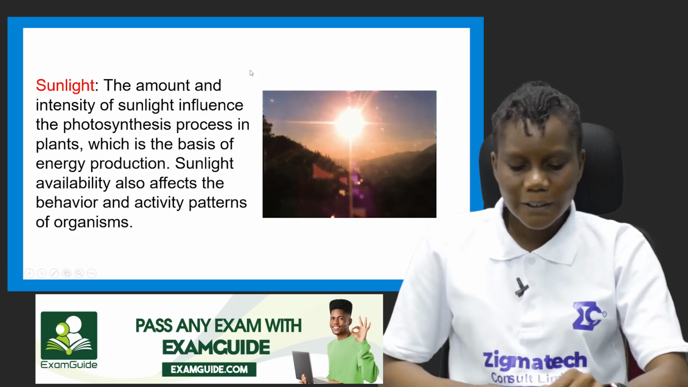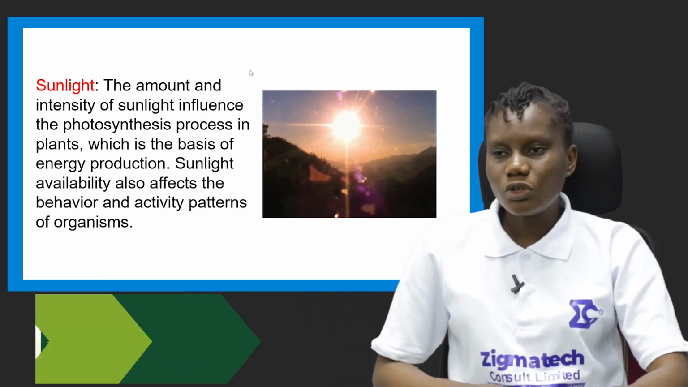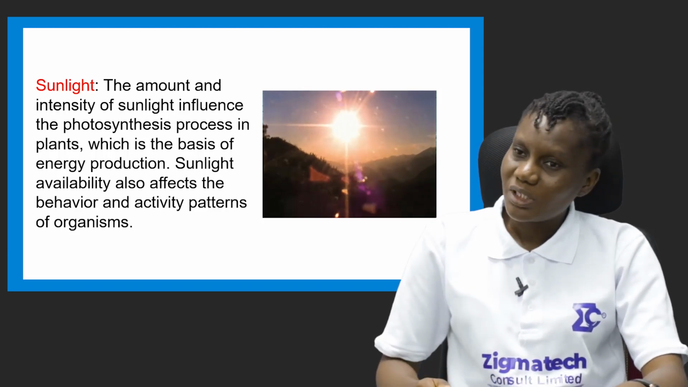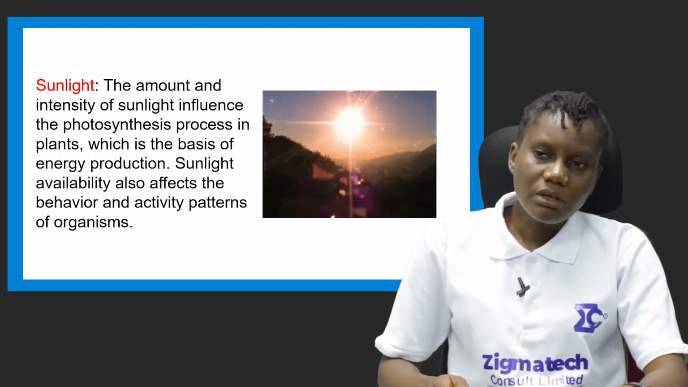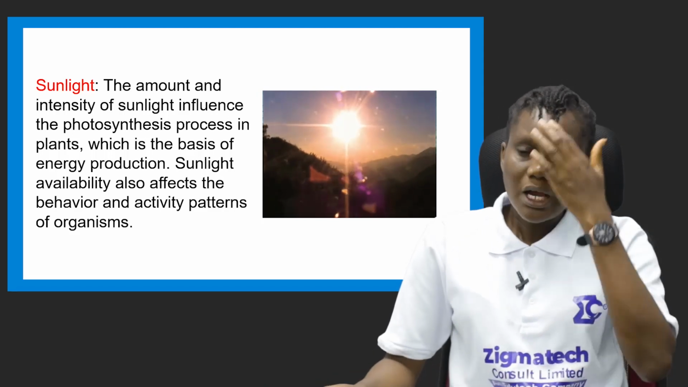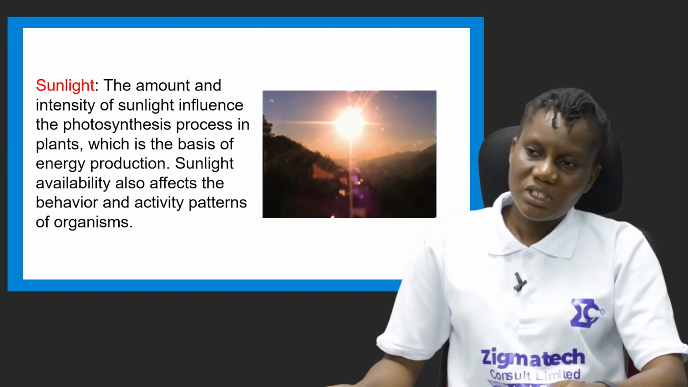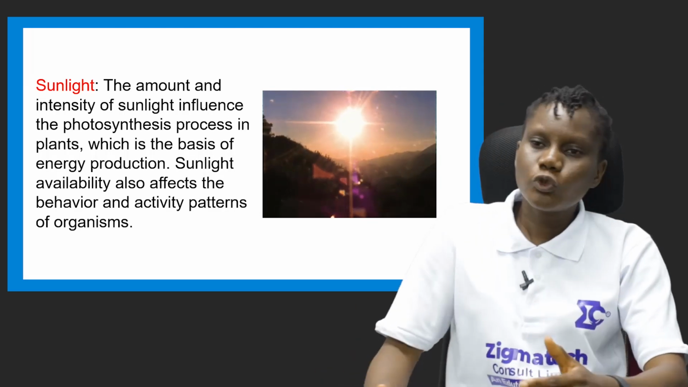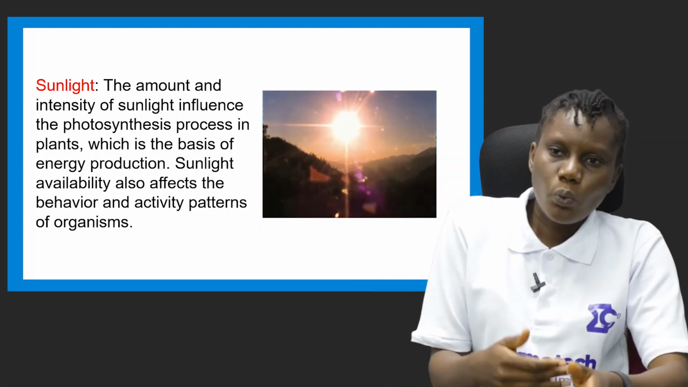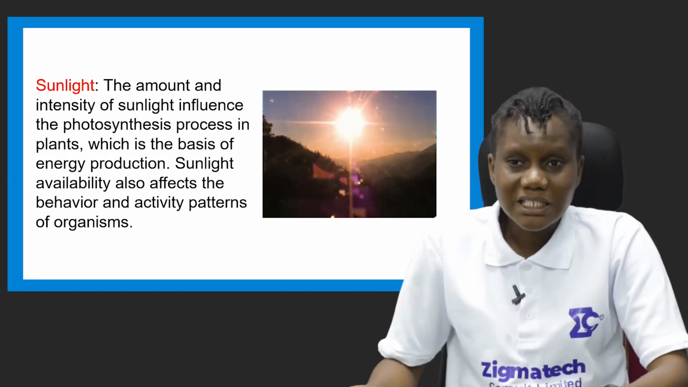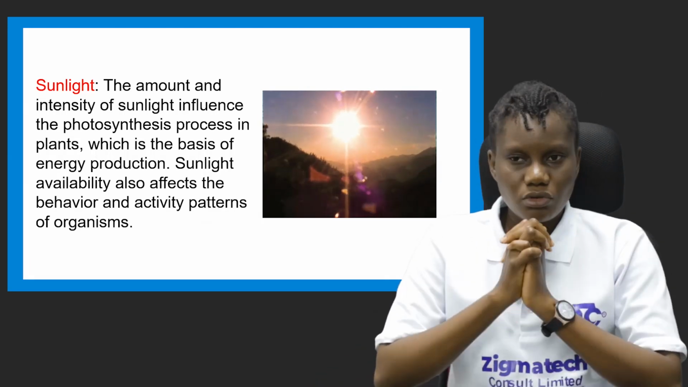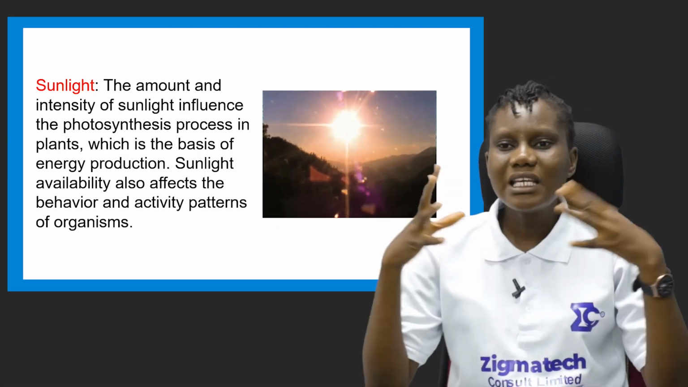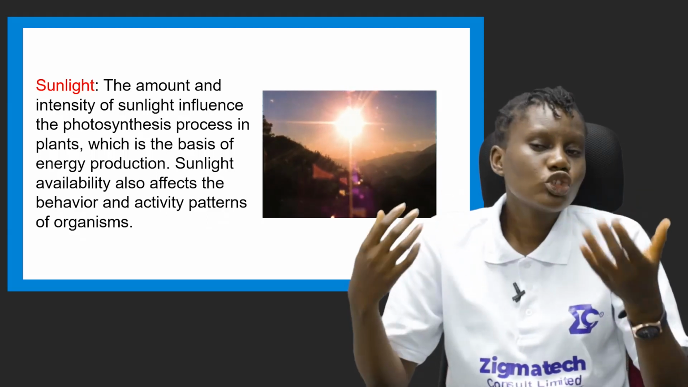The next is sunlight. Don't forget that we are still under climate, and climate, as I said earlier on, refers to the pattern of weather conditions over time in a particular environment, in a particular region. So all these weather patterns are what we're looking at. So we still have sunlight. The amount and intensity of sunlight influence the photosynthesis process in plants, which is the basis of energy production. You know by now that plants produce their food and they need sunlight to produce their own food. So without enough sunlight, they cannot have access to the production of their food.